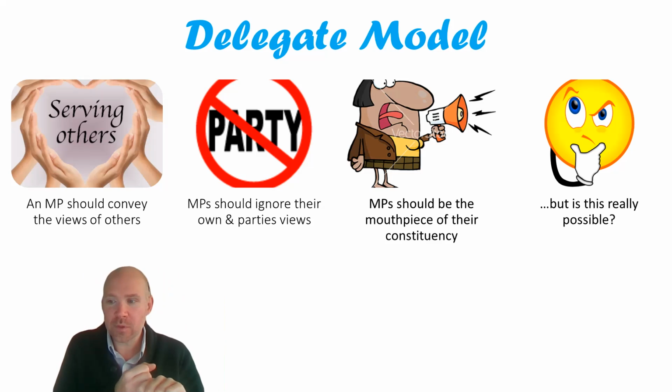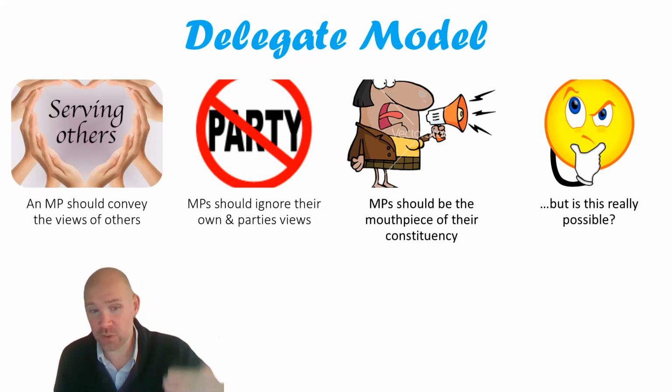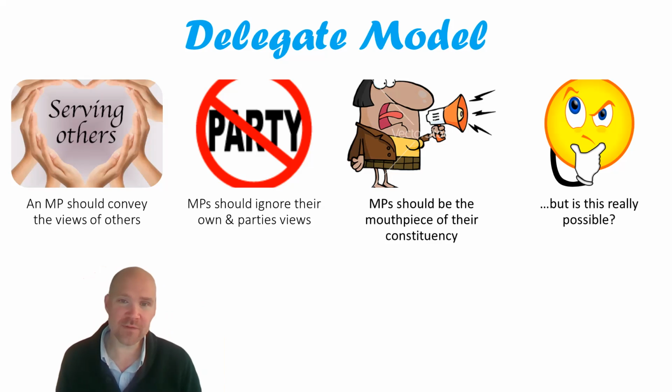MPs sometimes have to make decisions that don't directly affect their constituency. So what do they do then? And also, sometimes what their constituency wants might not always be the best thing for their constituency. To use my example from earlier, if all of the constituents want lower taxes, but at the same time the constituency really needs a new hospital, it's tricky to be a delegate in that kind of situation. So there's various issues there, but that's the delegate model.